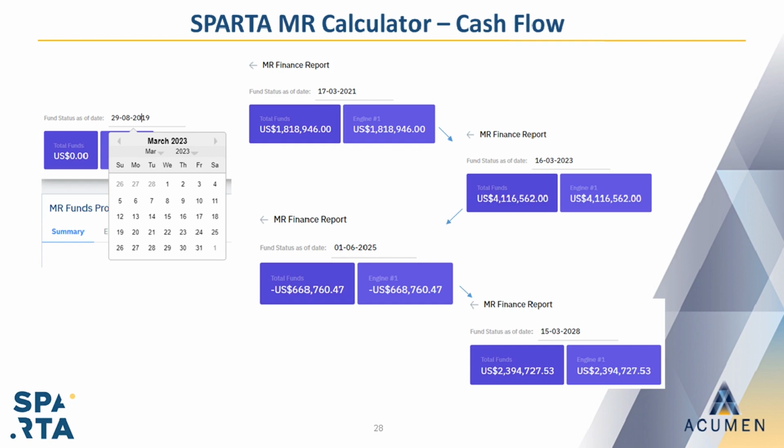If we're modelling an entire aircraft, the total funds will show the funds of all of the reserves that are selected. So that could be aircraft, airframe, landing gear, APU, all of the engine shop visits and all of the engine LLP reserves. We've then selected in the right-hand column just engine number 1 shop visit, which is why in this case both reserves are the same balance.